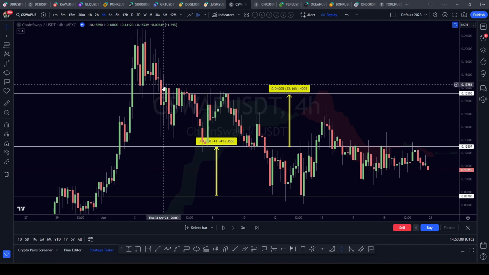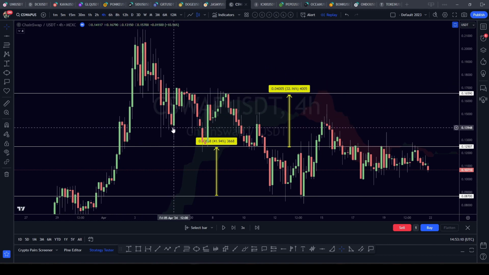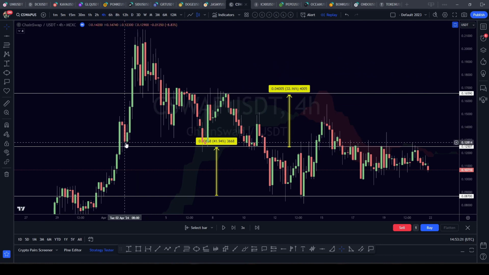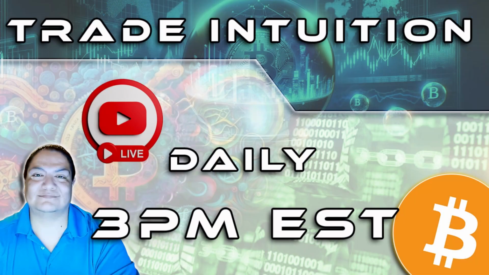Once it breaks this level, starts coming down to here, possibly it's going to start coming up, but look what happened. It lost its momentum. So I'm all about momentum trading, price action, looking at the strength of the move, which is momentum, and it's losing its momentum.